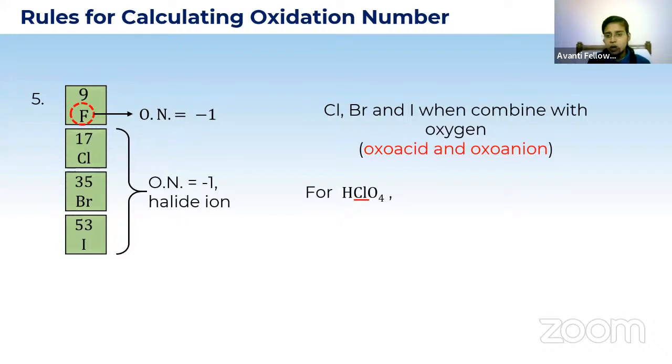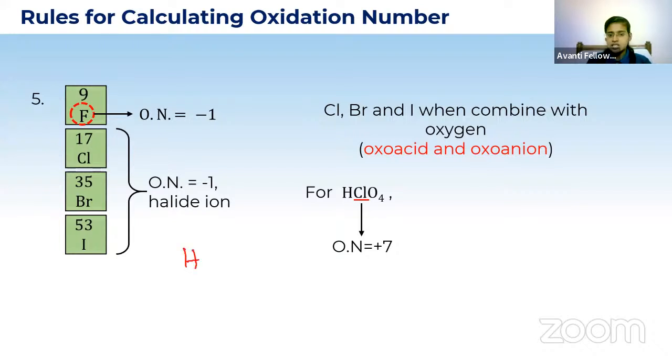HClO4. So why is it called an oxo acid? Because it has H plus, right? H plus and ClO4 minus. So if a compound has H plus, it is called an acid. And chlorine is bonded with oxygen here. Now in this compound, the oxidation state of chlorine is +7. You know how it is +7?